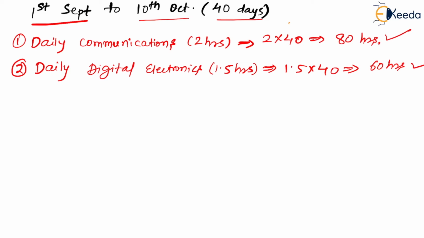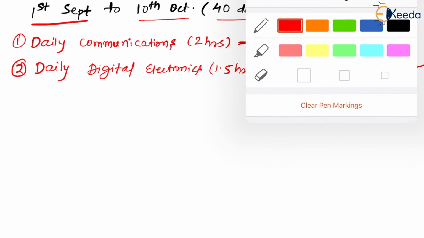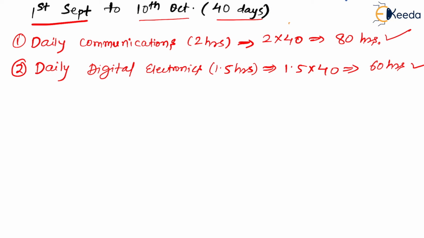So communications will get completed by the end of 10th October, as well as digital electronics will also get completed by 10th October. Now what are you going to do apart from this? Apart from this you are going to revise short notes of previous subjects.